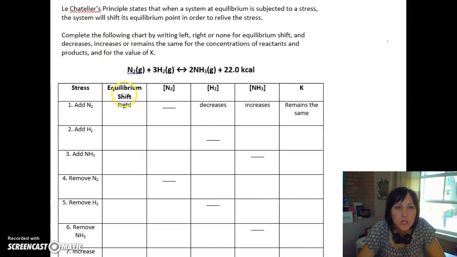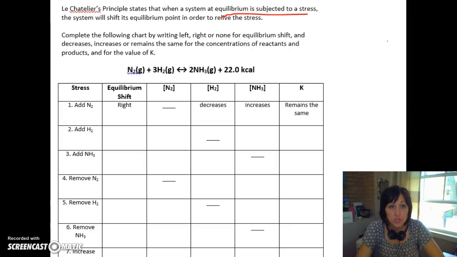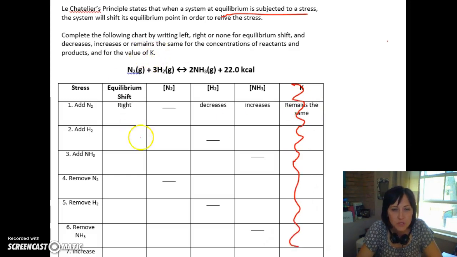Okay, so Le Chatelier's principle: when a system is at equilibrium and it's subjected to a stress, it's going to shift to relieve that stress, right? Just kind of in life, right? We get stressed, we find out what we want to do to not be stressed. So in the chart, left or right for the shift, and then what happens to the concentrations. We're not going to worry about this right now. We're just going to focus on the shift.